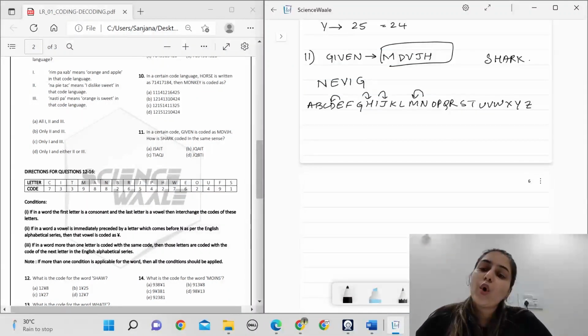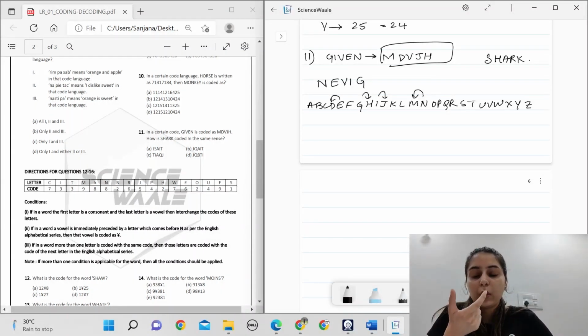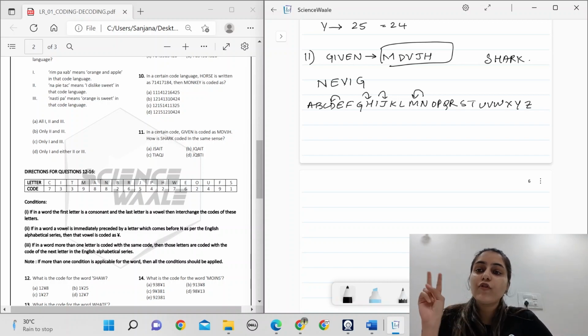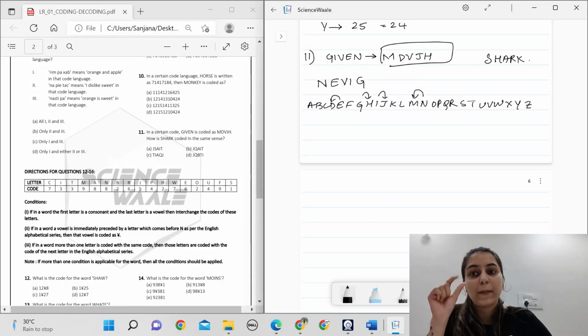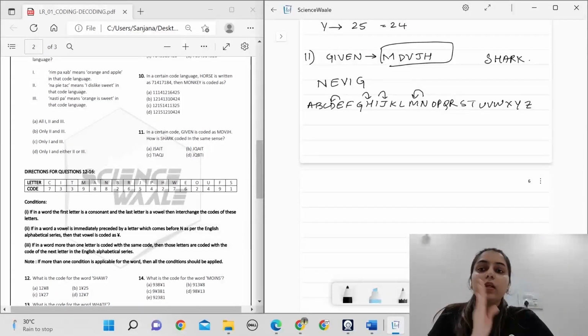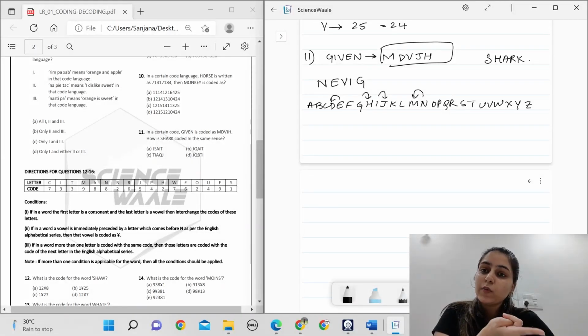So what do we understand by this? We understand that if we reverse the word given to us, then for the first two letters, the code is the preceding letter of that particular letter. For the middle letter, it's written as it is, and for the last two letters, the code is the succeeding letter of that particular letter.